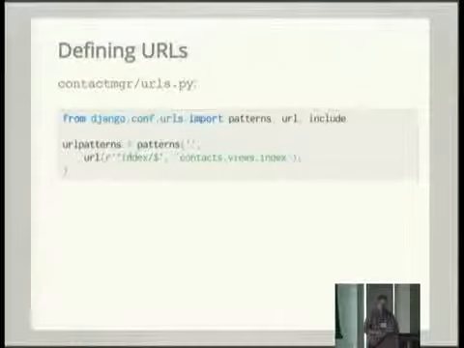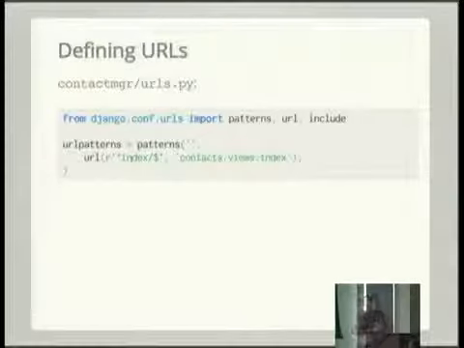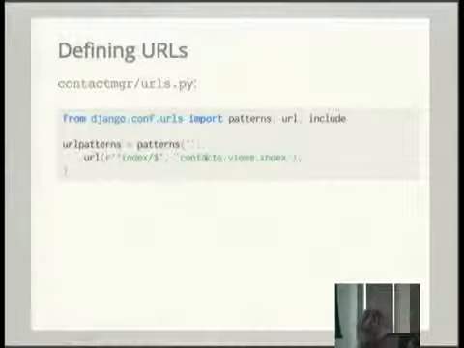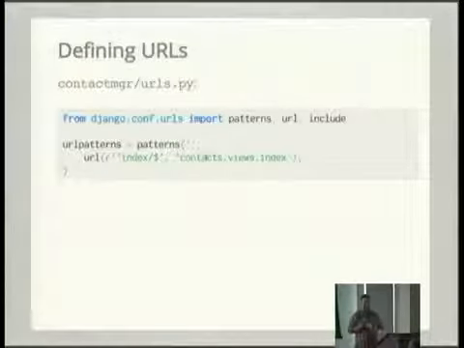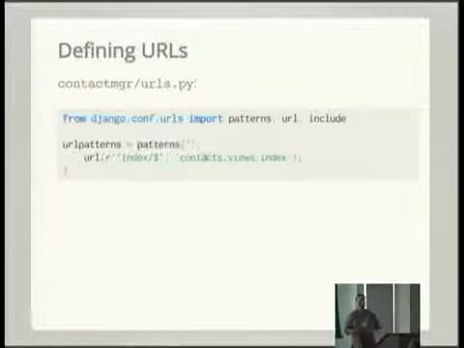Within the URL here, we have the actual thing to match, which is a regular expression, and what we're going to call when that is hit. In this case, it's going to look for a contacts app and a views module inside of that, and then call index. This is a Python dotted path. You can put the real function object up here, but you don't have to.